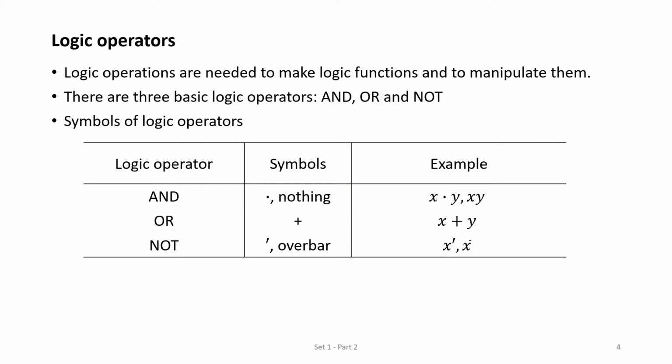For example, for logic operator AND, we use either dot or nothing. Here are the examples. So x dot y indicates x is ANDed with y, or we could simply write x y without the dot. For logic operator OR, the symbol is this plus sign. So x plus y indicates x is ORed with y. For logic operator NOT, we use either prime or bar. For example, x prime or x bar.